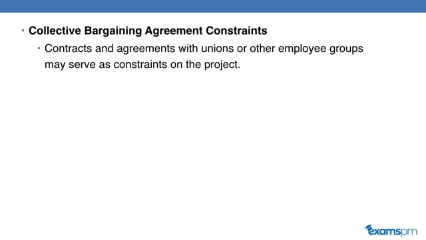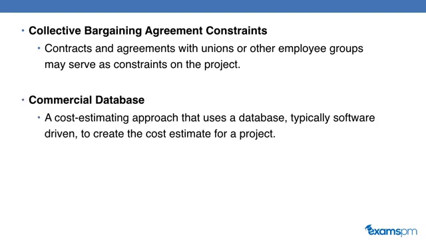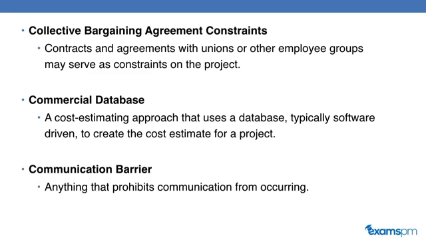Collective bargaining agreement constraints. So contracts and agreements with unions or other employee groups may serve as constraints on the project. Commercial databases. A cost estimating approach that uses a database, typically software driven, to create a cost estimate for the project. Communication barrier. Anything that prohibits communication from occurring.